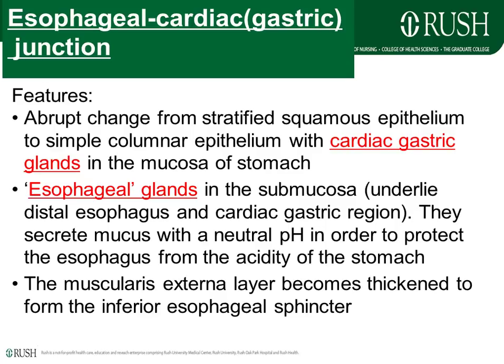These underlie both the distal region of the esophagus and the cardiac region of the stomach, or cardiac gastric region. They secrete mucus with a neutral pH in order to protect the esophagus and that initial region from the acidity of the stomach in case of a little bit of acid reflux. The muscularis externa layer becomes very thick in this region as well, which forms the inferior esophageal sphincter.